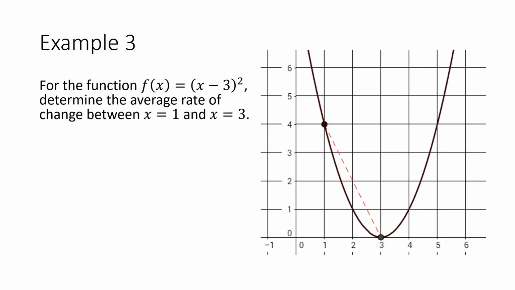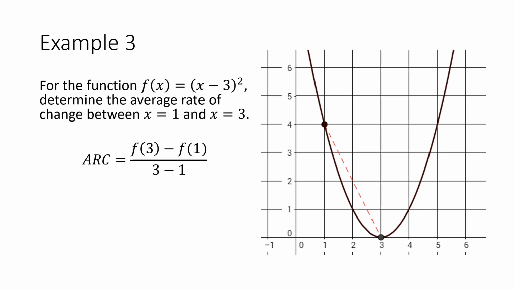This one's slightly different. We've got another parabola, but it's been shifted. (x minus 3) squared is our function. We want to know the average rate of change between x equals 1 and x equals 3. So all we need to do, this time they aren't labeled, but we can read the points from the graph pretty easily, or we could plug x equals 1 and x equals 3 into our function. Either way, right? So you don't necessarily need the graph here if you've got the function written out.